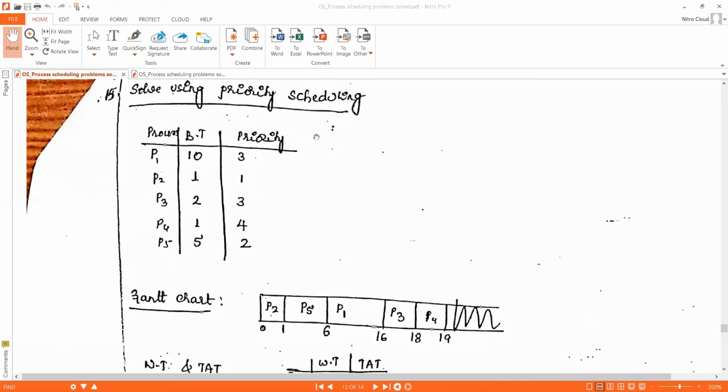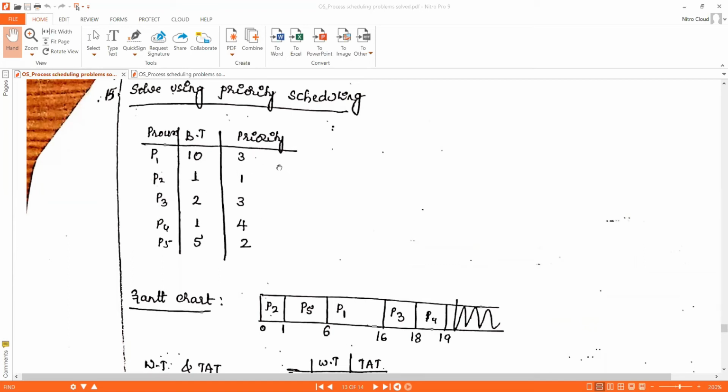In this problem they didn't give any arrival time. If there is no arrival time, then it is non-preemptive priority scheduling. Here we need to assume that all these 5 processes arrive at clock time 0 itself, and the order of arrival is process 1, process 2, process 3, process 4, process 5, with respective priorities 3, 1, 3, 4, 2.